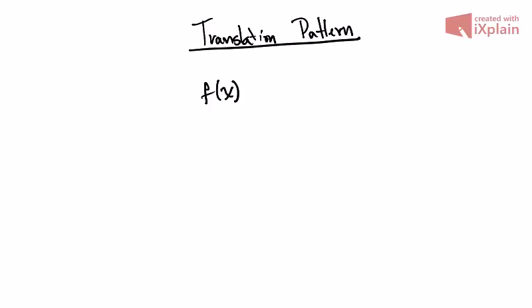Alright, so in the last video I showed you how to graph the natural log of x. Today I'm going to show you the translation pattern that allows us to horizontally and vertically translate any logarithmic function. The overall algorithm to translate any logarithmic function is log base a of (x plus or minus h) plus or minus b.